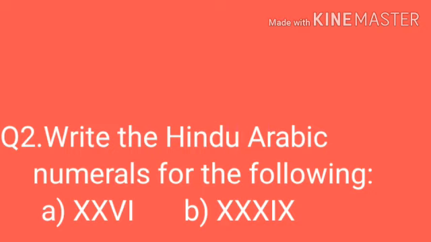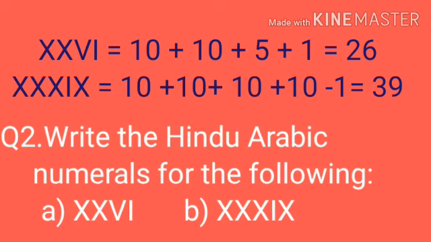Now second question, write the Hindu Arabic numerals for the following. Now we have XXVI. According to the rule, 10 plus 10 plus 5 plus 1, that is equal to 26. But we know that XX is 20, and VI is 6, so 26. You can write like this also. Now second one, XXXIX: 10 plus 10 plus 10 plus 10 minus 1, that is 9. So we know XXX is 30 and IX is 9. So 39 is the answer.